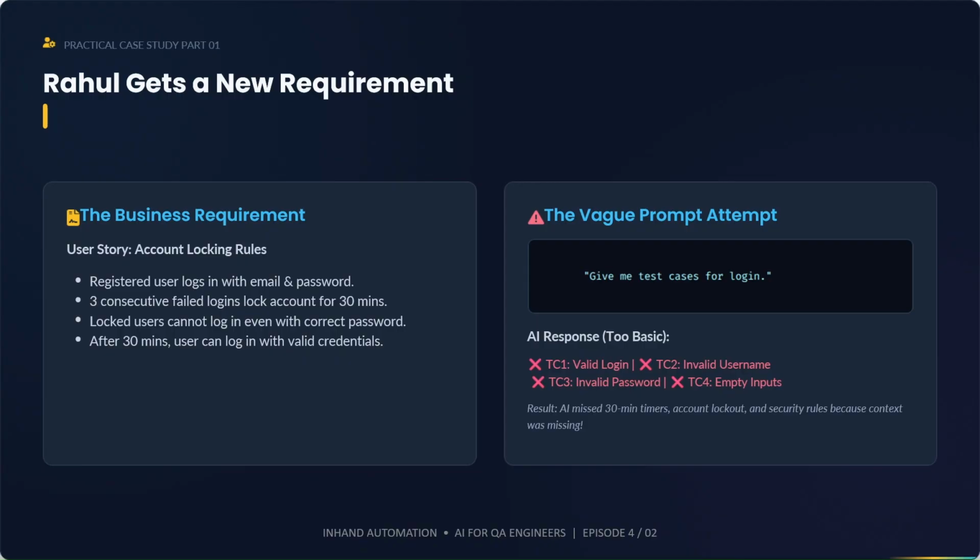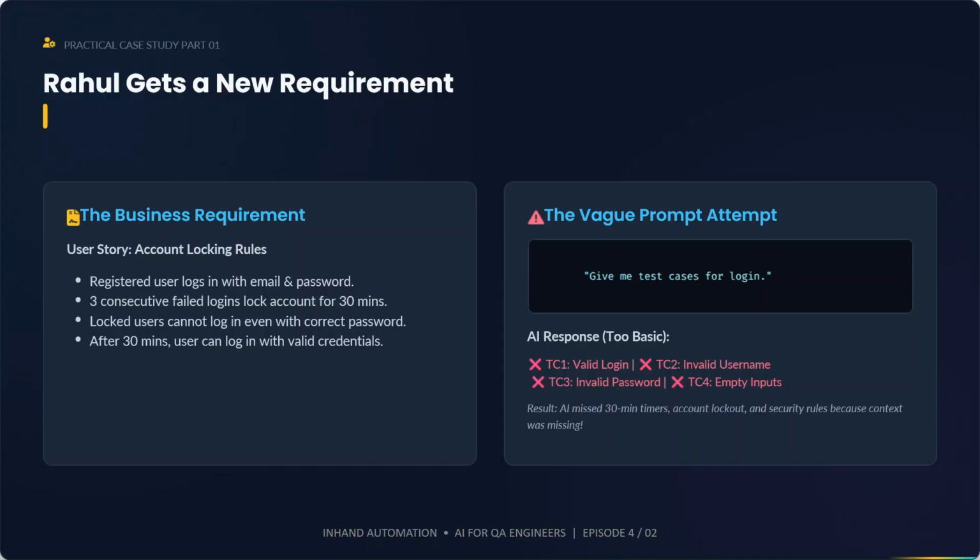Rahul gets a new requirement, a user story about account locking rules. A registered account should be able to log in with a valid email and password. If the password is entered incorrectly 3 times continuously, the account will be locked for 30 minutes. A locked customer should not be able to log in even with the correct password for those 30 minutes. After 30 minutes, the user will be able to log in with valid credentials.